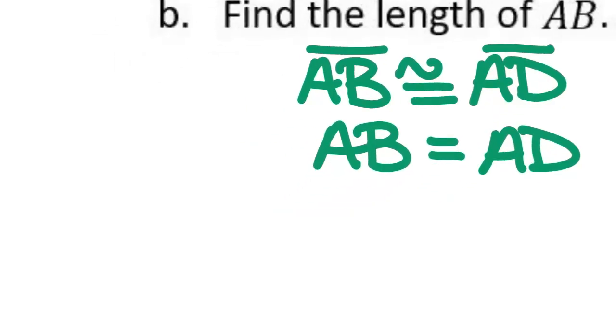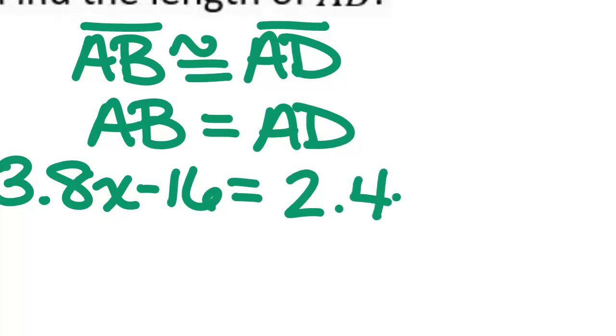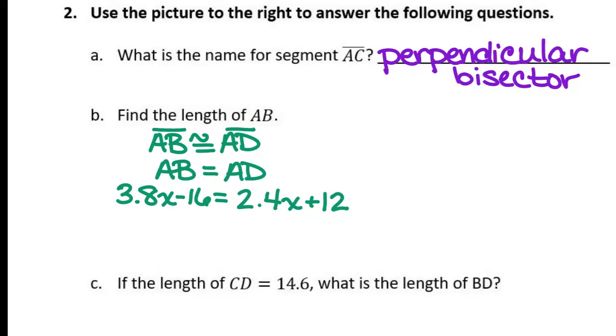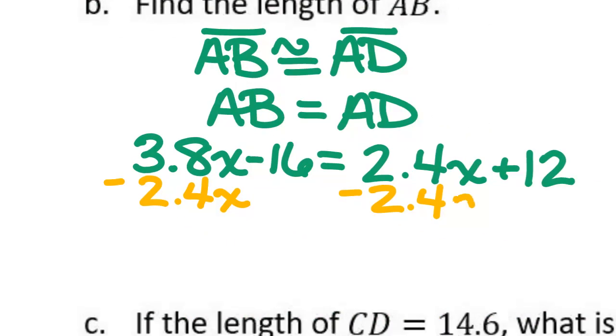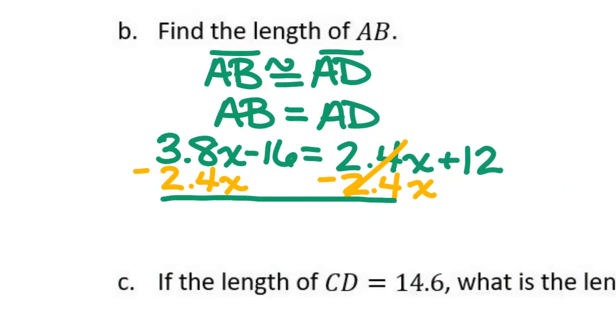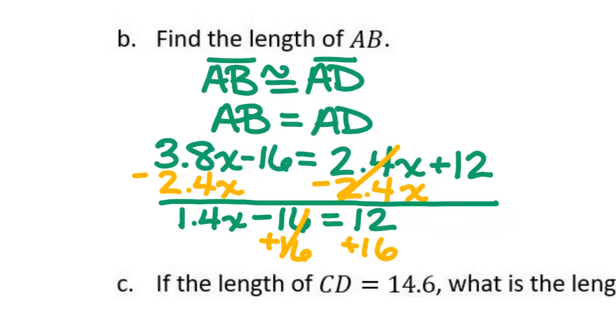AB is 3.8x minus 16. And AD is 2.4x plus 12. We're going to get our x's on the same side, so I'm going to subtract 2.4x from both sides. What is 3.8 minus 2.4? 1.4, thank you. So I have 1.4x minus 16 equals 12. I'm going to add 16 to both sides. What's 12 plus 16? 28.